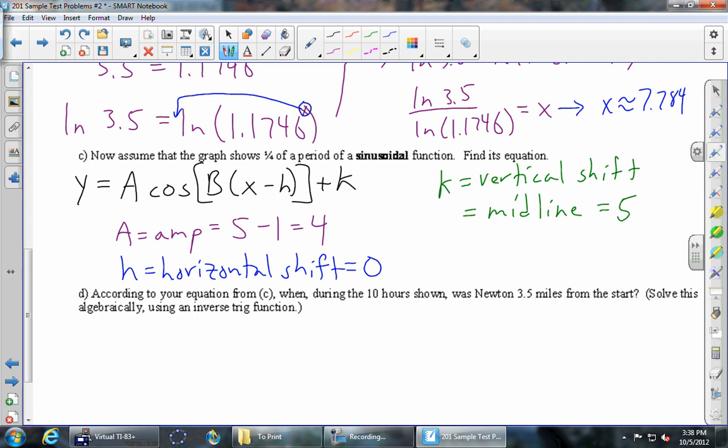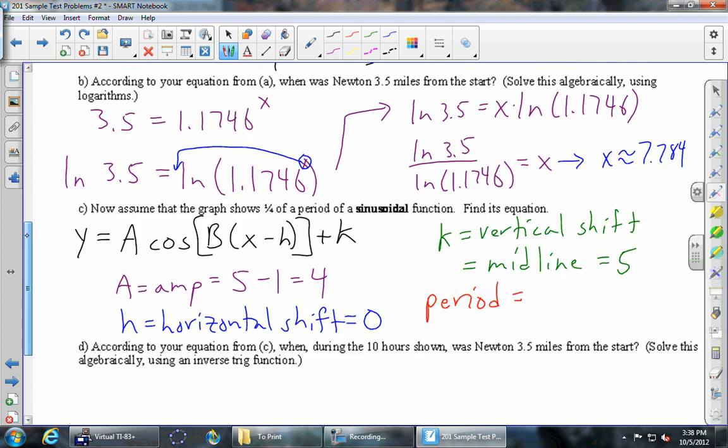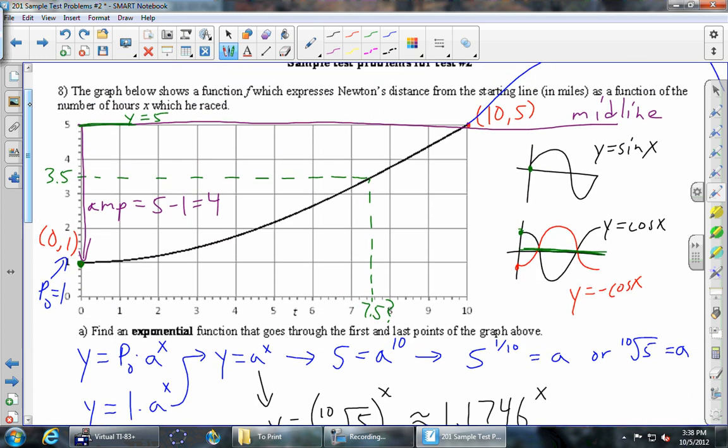And then finally, we need b. So b is very much related to the period. So let's first write down the period. So the period is how long it takes horizontally to do a complete cycle. So we're going to get that from the graph.